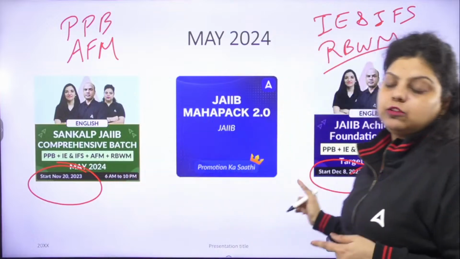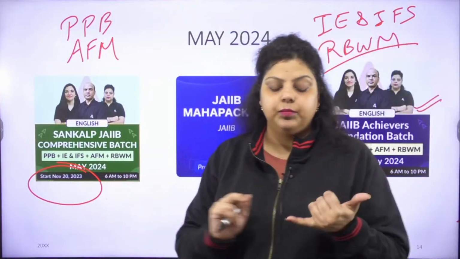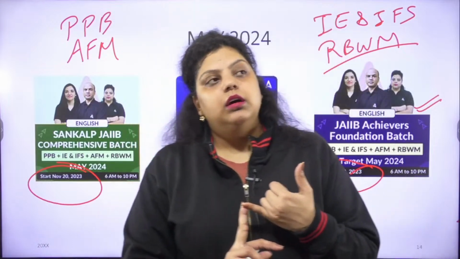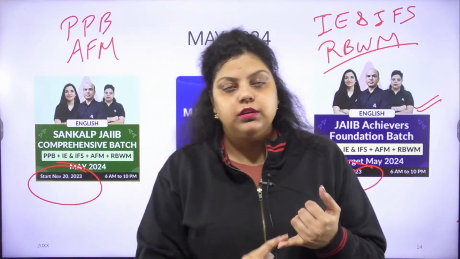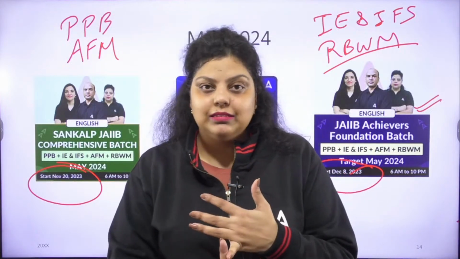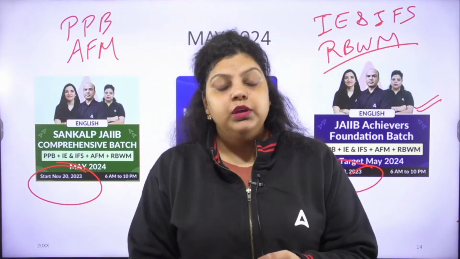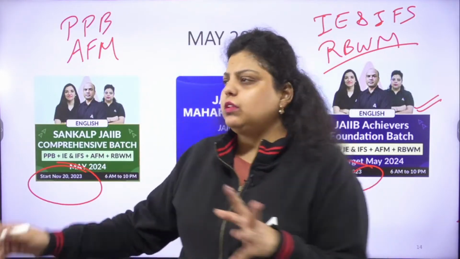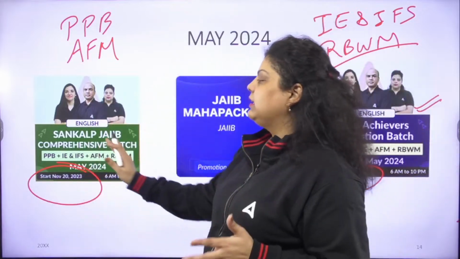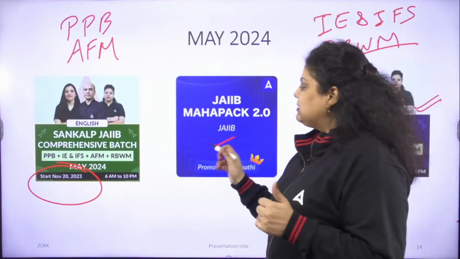Now, what you get in these batches? First, you will get the conceptual classes in detail, live. Plus 24/7 recording of those live classes will be available. Topic wise test is available, full length mock test is available, and you have ebooks also. So these are the 5 benefits or the 5 offerings in the Sankalp batch as well as in the Achievers batch. Now what is in the Mahapack?